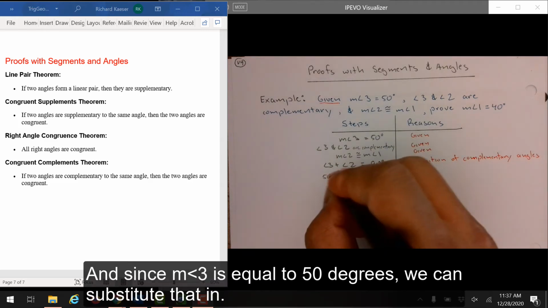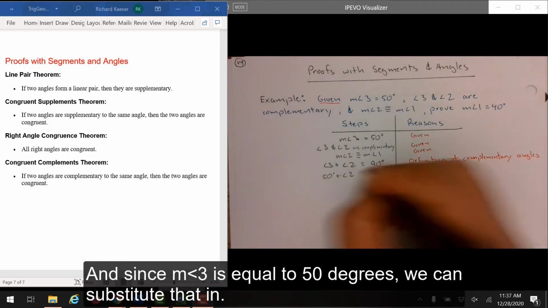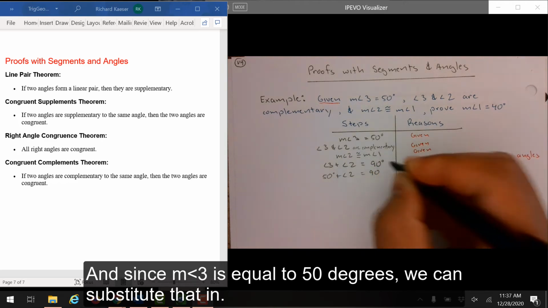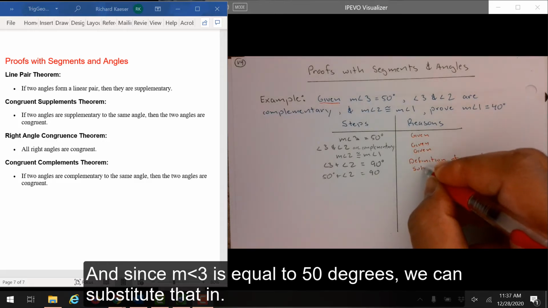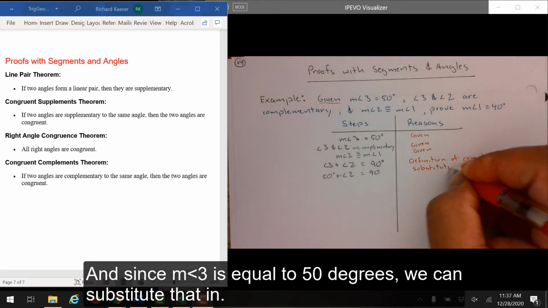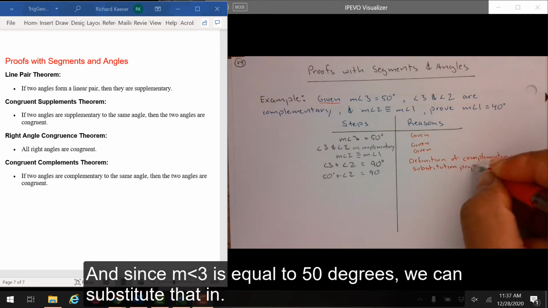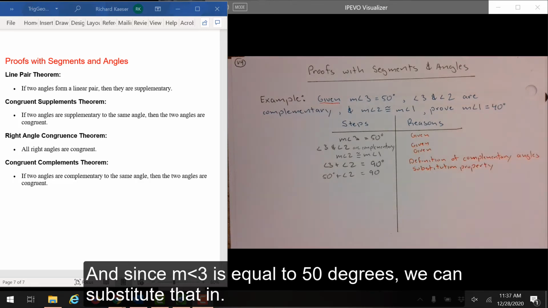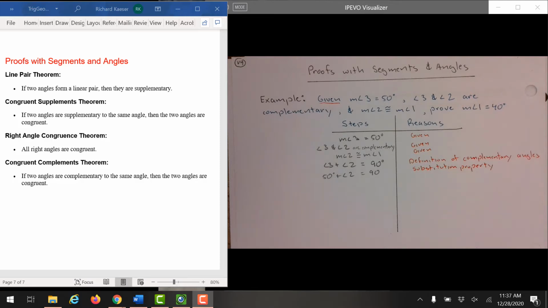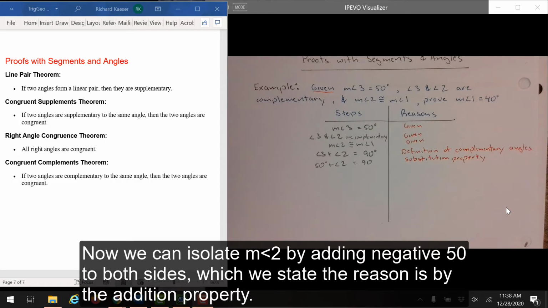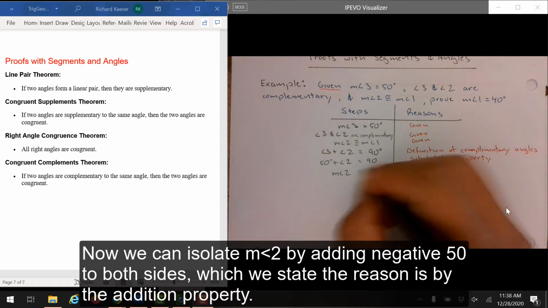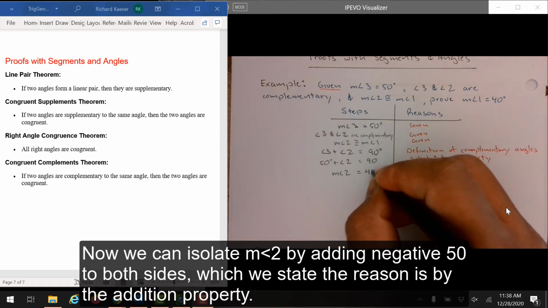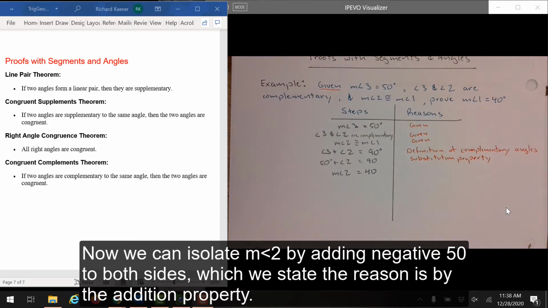And since the measure of angle 3 is equal to 50 degrees, we can substitute that in. Now we can isolate the measure of angle 2 by adding negative 50 to both sides, which we state the reason is by the addition property.